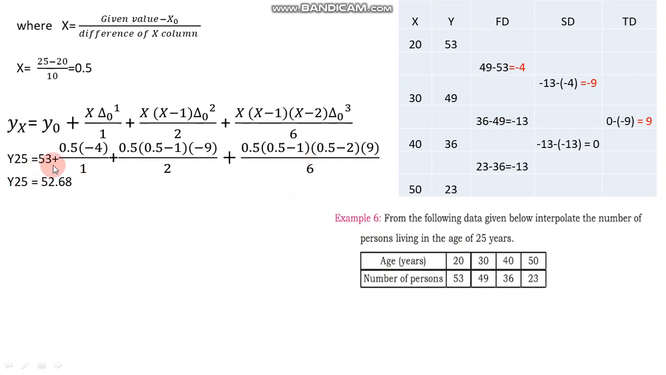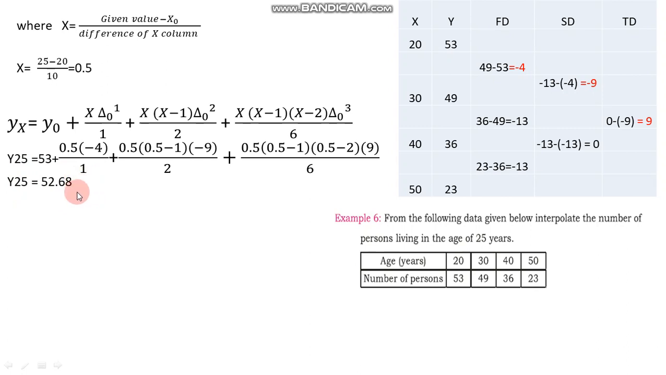Start with 53 plus 0.5 open bracket minus 4 close bracket divided by 1, plus 0.5 open bracket 0.5 minus 1 close bracket open bracket minus 9 close bracket divided by 2, plus 0.5 open bracket 0.5 minus 1 close bracket, again open bracket 0.5 minus 2 close bracket, again open bracket 9 close bracket divided by 6, is equal to. We will get y25 is equal to 52.68.